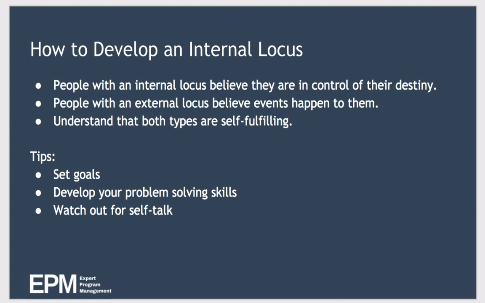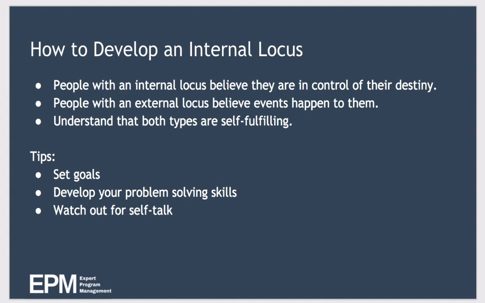Now, if there is a key to developing an internal locus of control, it's this. You've got to understand that both types are self-fulfilling. If you think your fate is in the hands of others, you're going to act in such a way to confirm that belief. If you think that your fate is under your control completely, then you're going to act in a way to confirm that belief also.